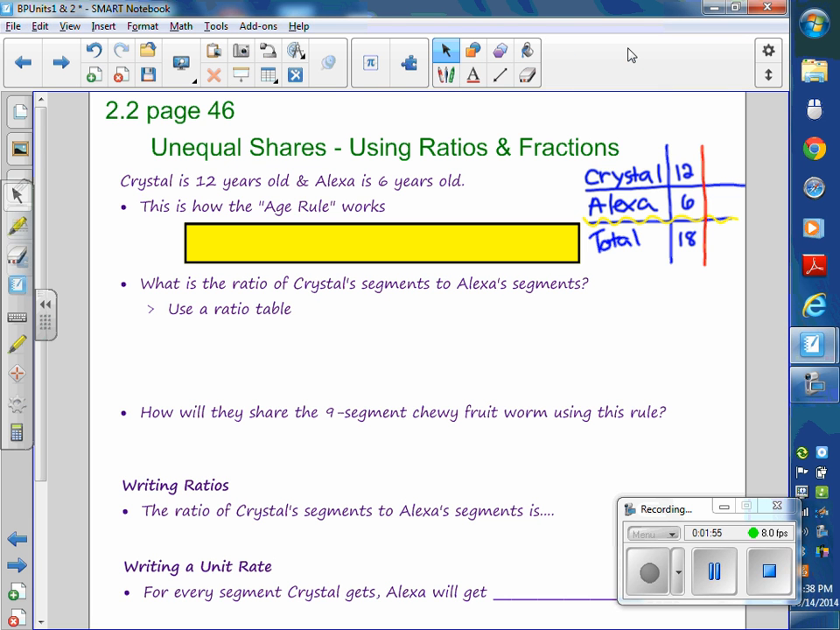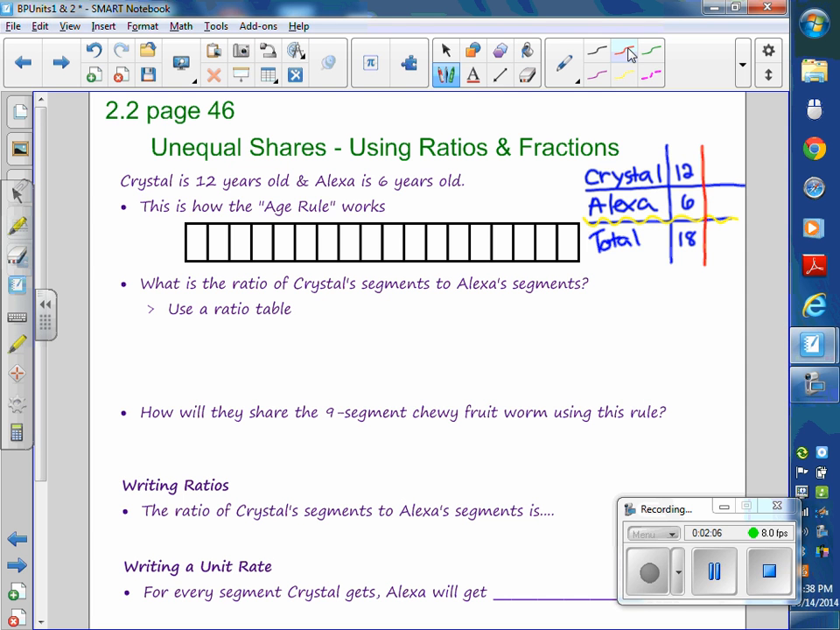It can be simplified. But if you had a worm and you broke it into 18 parts, that's the idea. Crystal would get those 12 parts, and Alexa would get these parts. So that's the basic idea. If we're going to use a ratio table, you can use a ratio table to answer the next question. So what is the ratio of Crystal segments to Alexa segments?